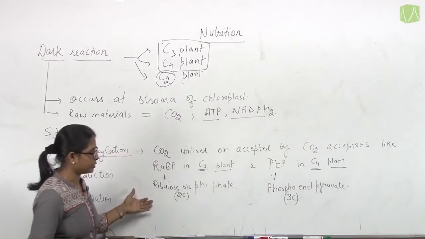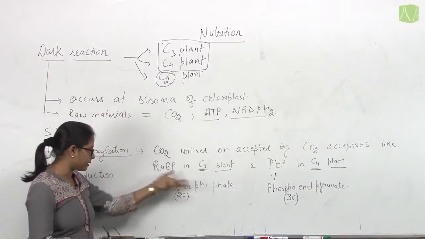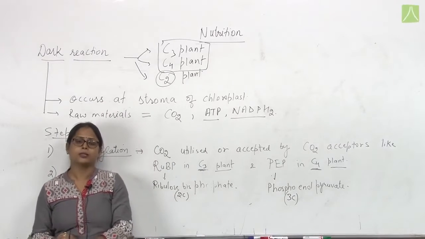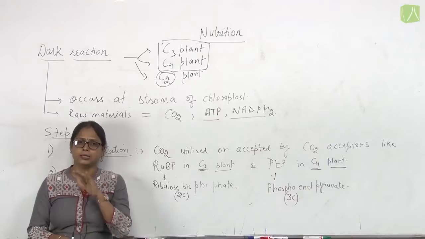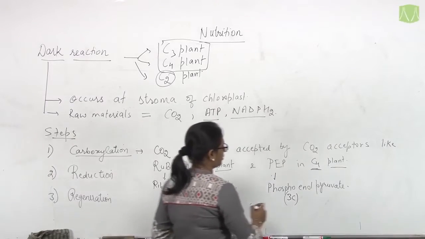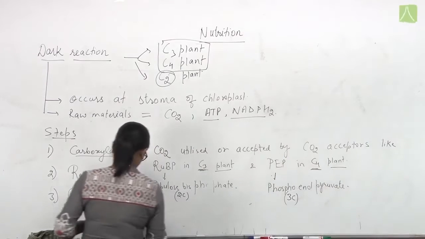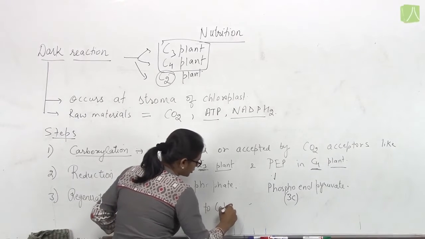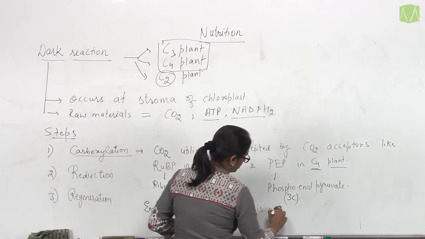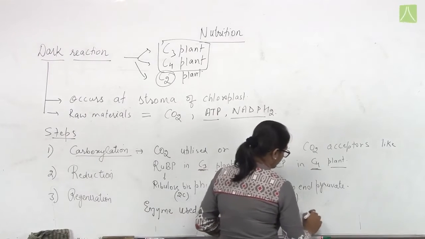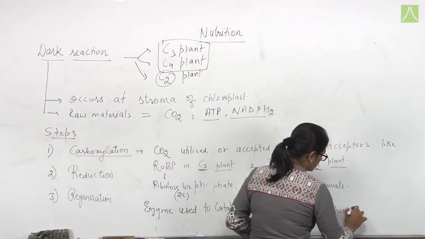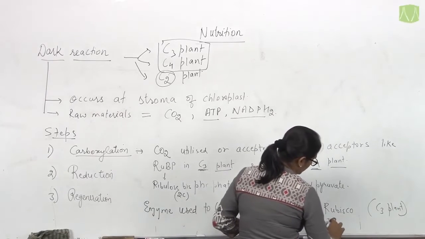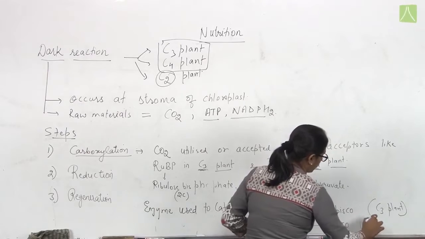Now, this particular process, that is carboxylation, in which the CO2 is accepted by RuBP, and by PEP in C4, obviously the reaction must have been catalyzed by a certain type of enzyme. So here the enzyme used to catalyze this reaction is Rubisco for C3 plants and Pepco for C4 plants.